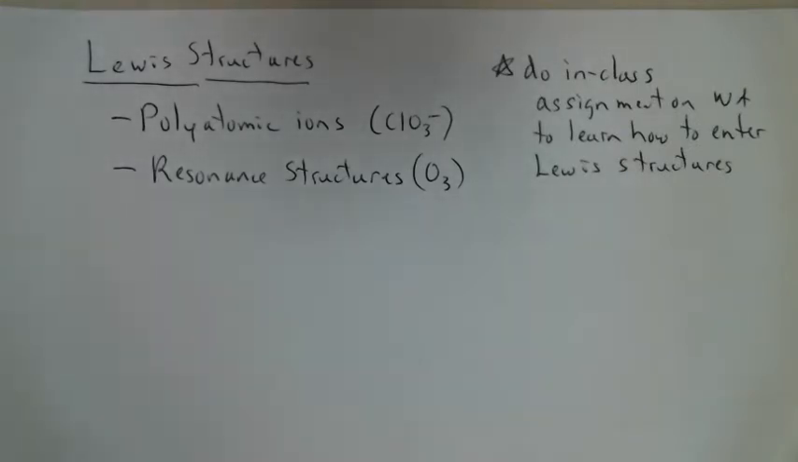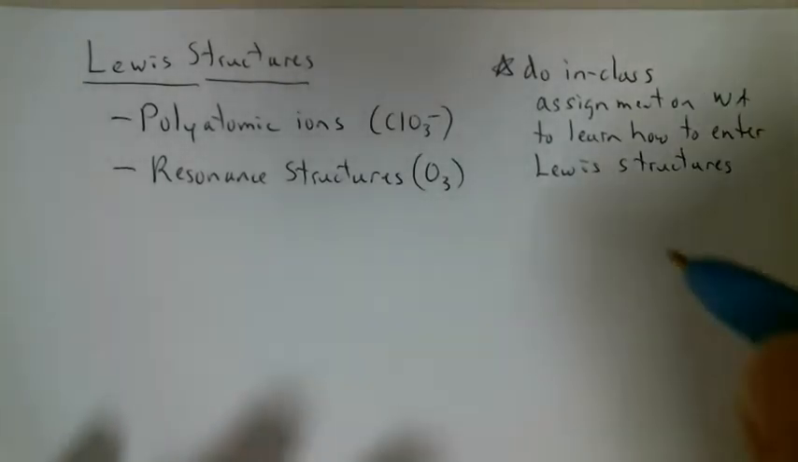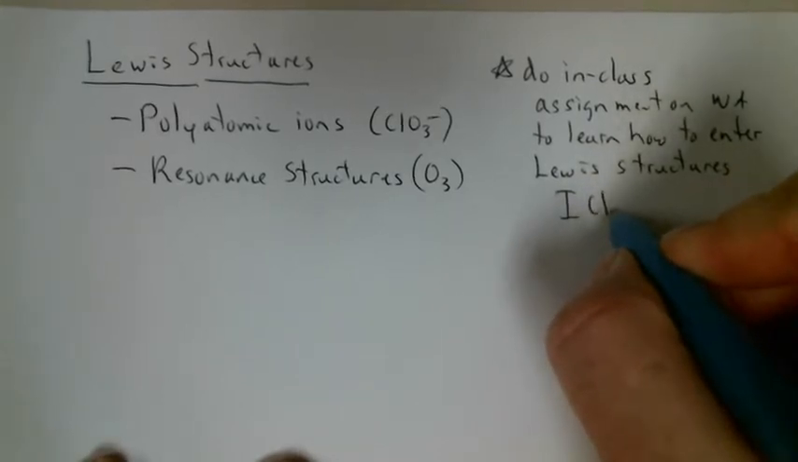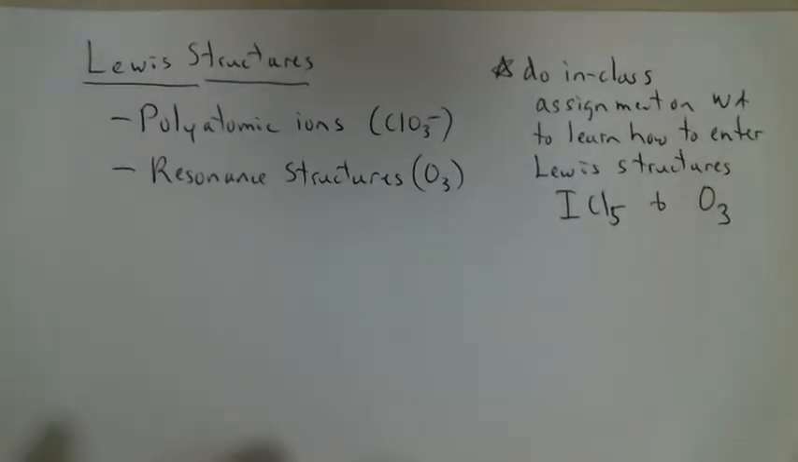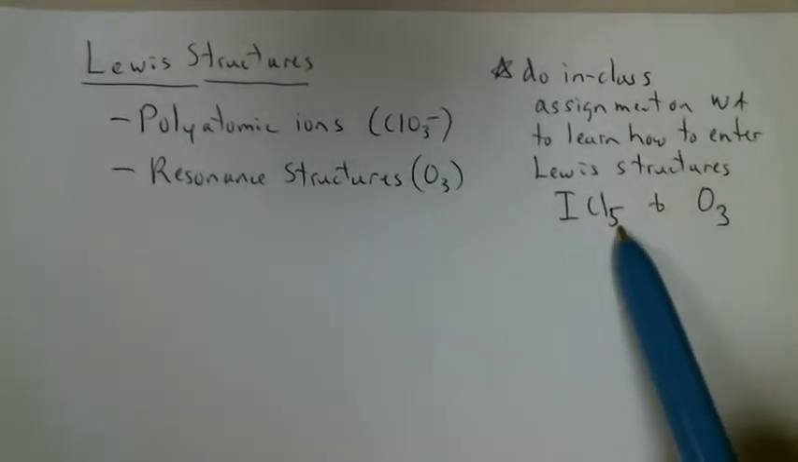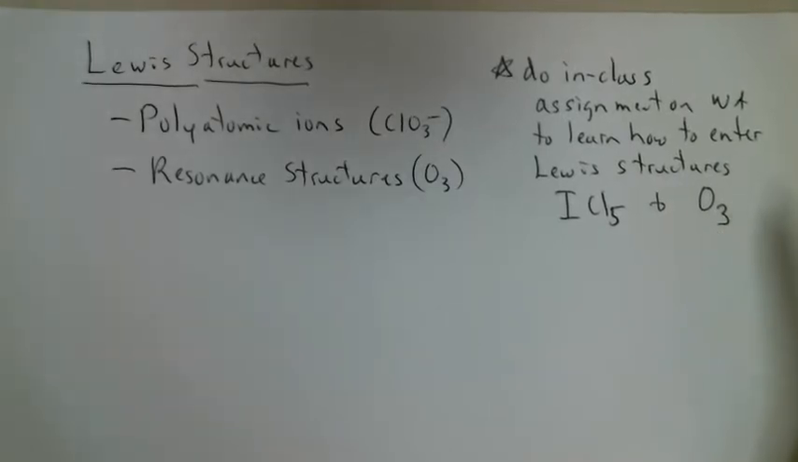Now, we have to draw these also in homework, and I had said in an earlier video that I would take a video of my screen while I'm entering them into WebAssign. I actually found that I had done that a couple of years ago because the computer didn't work in the classroom or whatever. And so I already have a video, and it's for the ICl5 example and the ozone example that we're going to do today. So you can find those, the ICl5 from the previous one, and the ozone we're doing in this content video.